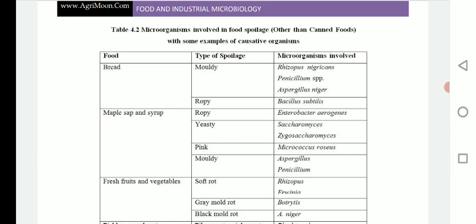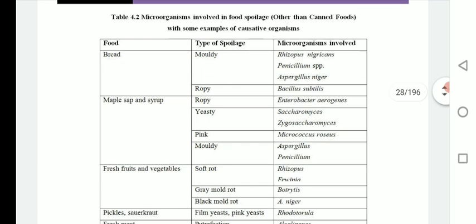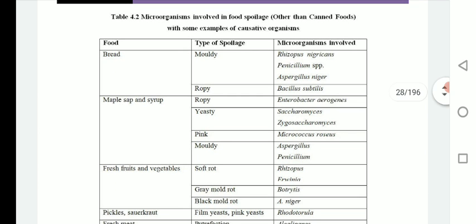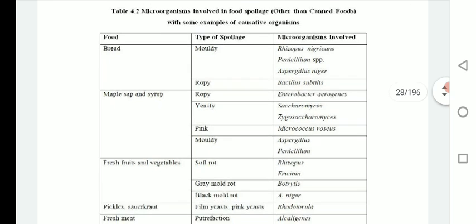The main causative organisms responsible for spoilage of bread are Rhizopus nigricans, Penicillium species, and Aspergillus niger. So basically bread is mostly spoiled by fungi, and only very rarely by bacteria, but in almost all cases bread is spoiled by fungi. And you can see the moldy and ropey structure on the texture of the bread, and it is a sign of spoilage.